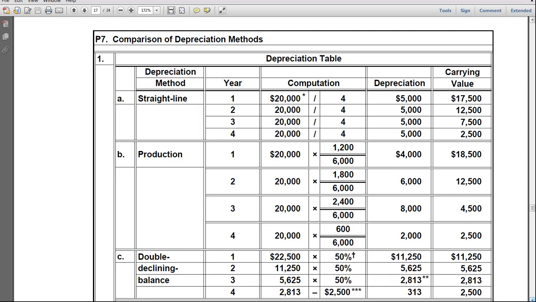Principles of Accounting 2, Chapter 10, we're going to take a look at a comparison of the three depreciation methods that we have been learning throughout this chapter.